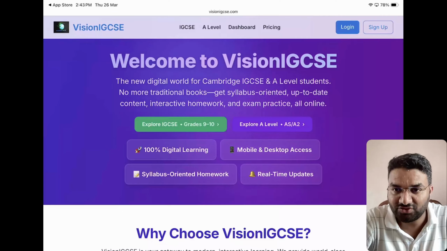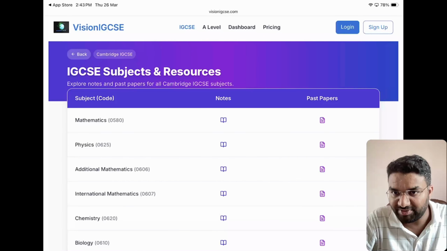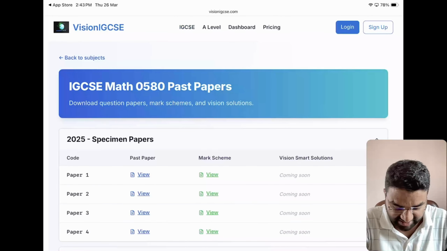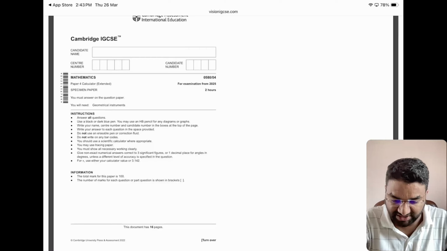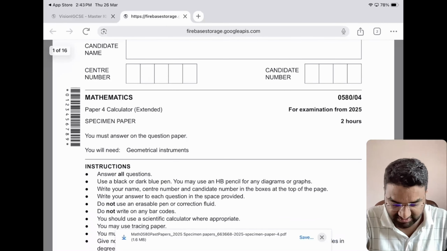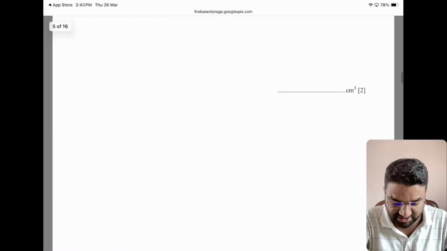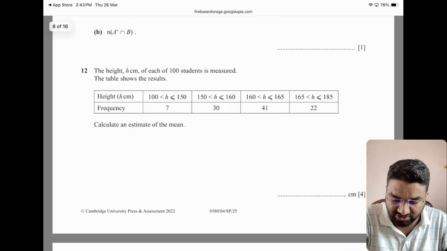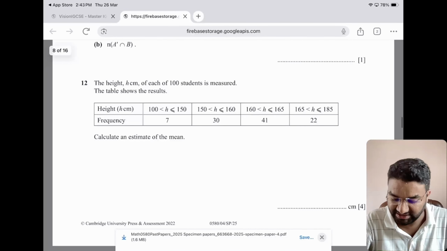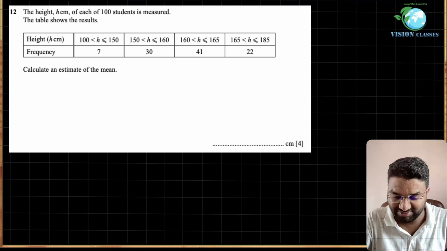So today we have to discuss the IGCSE Mathematics past year paper question. It's a question from the Specimen Paper 4. So here you can see the paper 4. Yeah, this is Specimen Paper 2025. And we have here question number 12, which is we have to calculate the mean. So I will take this paper on the board so that we will be able to solve it.